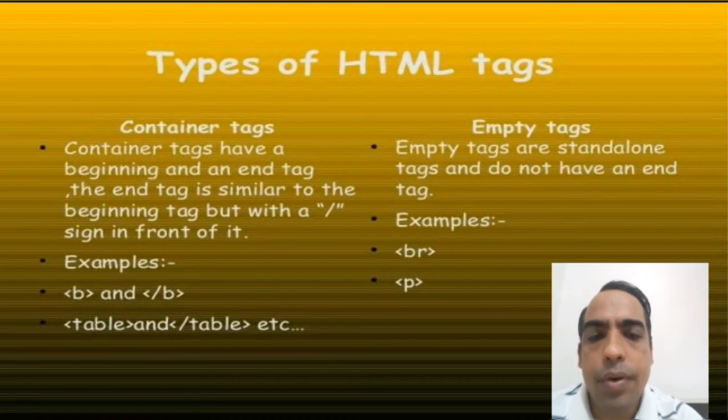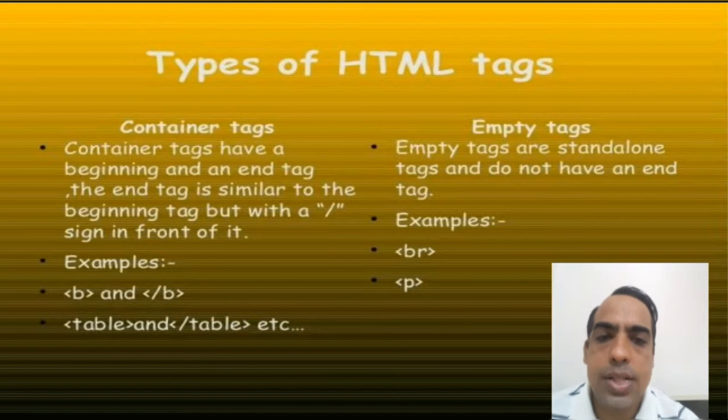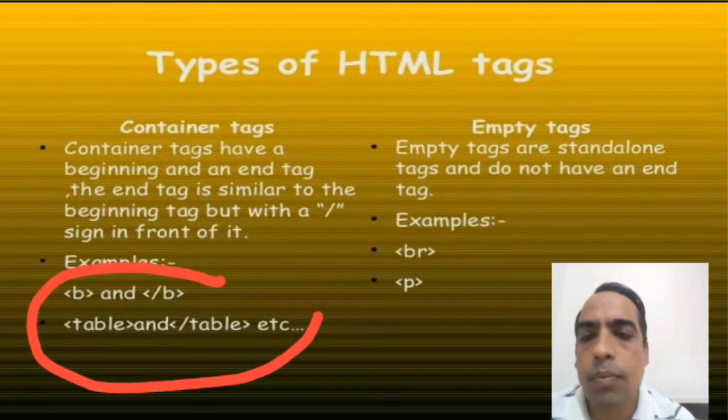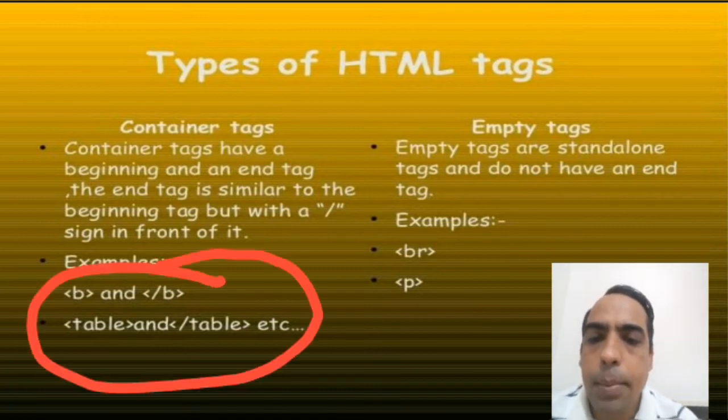What are the types of HTML tags? Generally, there are two types of HTML tags. First is container tag and second is empty tag. Container tags have a beginning and end tag. End tag is similar to the beginning tag but with the slash sign in front of it. You can see the example of container tag. In angle bracket B and in angle bracket /B. In angle bracket table and in angle bracket /table.